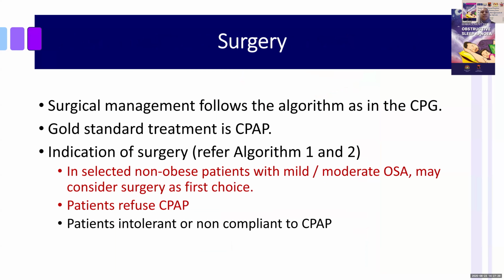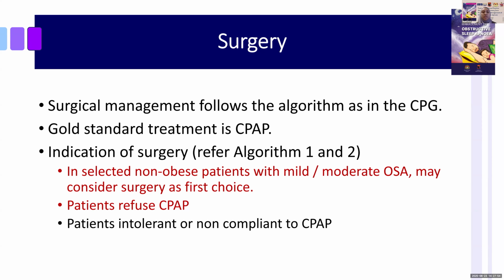So touching into surgery now, surgical management follows the algorithm as in the CPG, which is algorithm 2. We have to emphasize that the gold standard treatment for OSA is CPAP. So indication of surgery is in selected non-obese patients with mild or moderate OSA, we may consider surgery as first choice. Second indication is for patients who refuse CPAP.